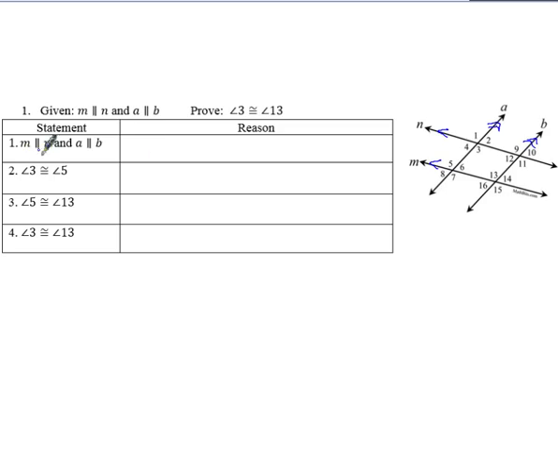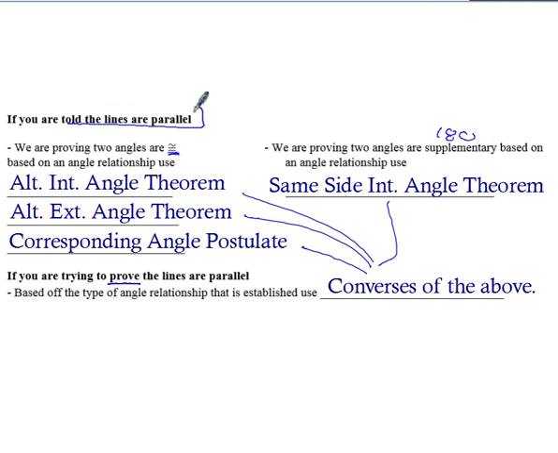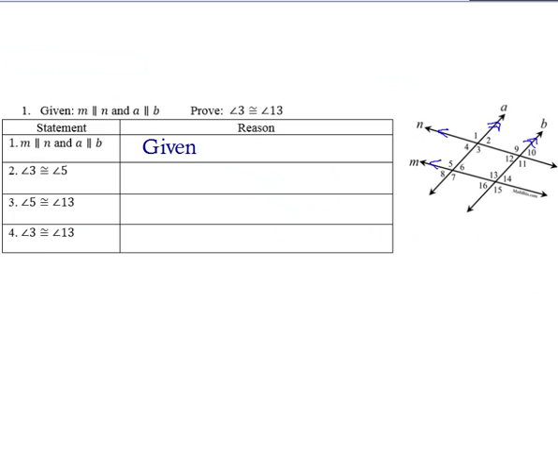So remember, in a proof, typically our first reason is the given. So why can I say that these two lines are parallel? Well, because it was given to me. So now using the parallel lines, that means I'm going to be using some angle relationships. So right here, we are told the lines are parallel.